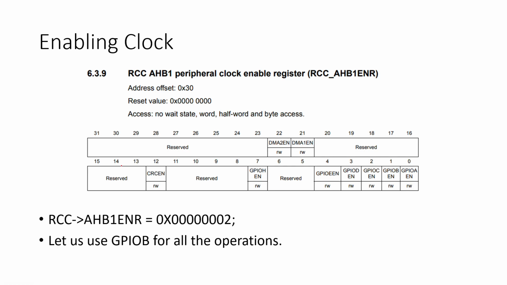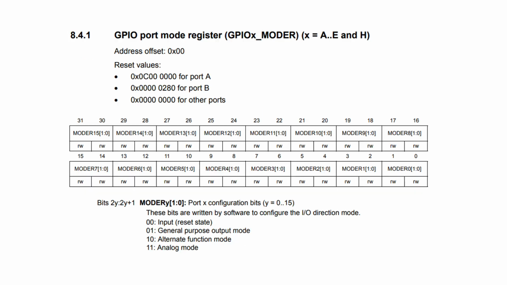Coming to enabling the clock, for this video we will be using port B for all our operations. So port B is here, which will be 10. So 10 means 2. So we'll be writing to the RCC register, clock control AHB1 ENR, 0x002. If anyone has a doubt regarding why we are using only AHB1 ENR, click on the pop-up video that is popping up right now here. That will tell you about why we are selecting only this particular register and why only AHB1 ENR.